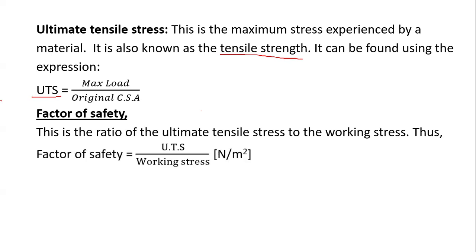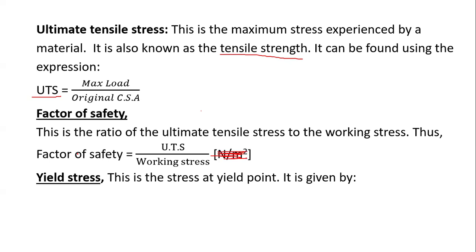So here we are saying our factor of safety, if you're dealing with a material that is loaded in tension, is UTS over working stress. Now, factor of safety is just a number. It doesn't have units because the units on top and the units below cancel out. So that is our UTS. You can make working stress the subject of the formula, and you're going to have it as UTS divided by the factor of safety.